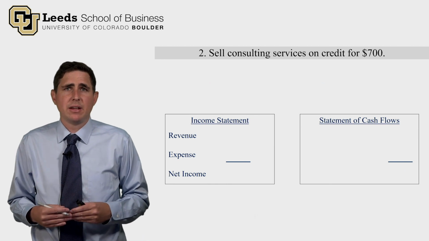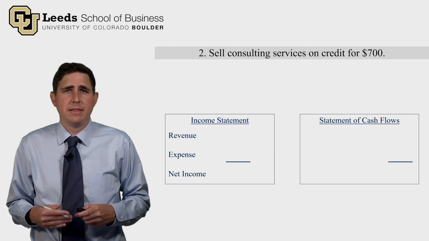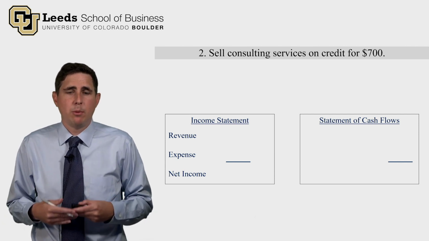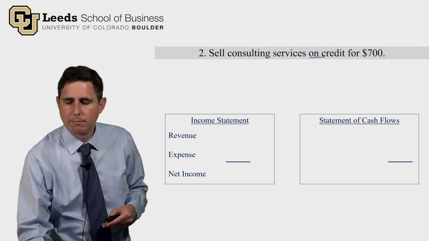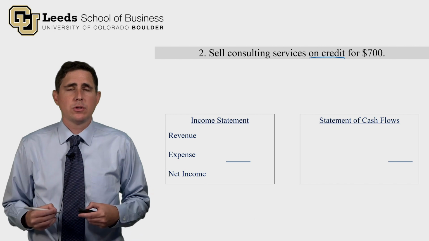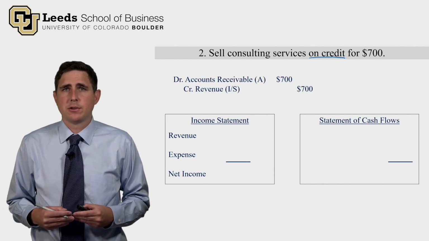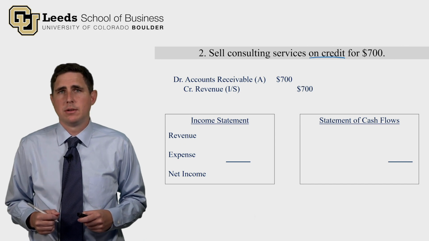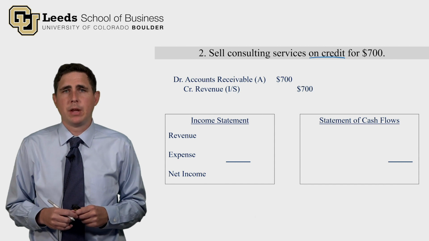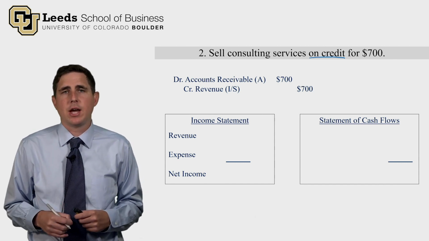Number 2 is selling consulting services on credit for $700. This is a revenue activity, so this is an operating activity, but we're selling it on credit. So we're not actually receiving cash yet. Let's first talk about the journal entry for this activity. It's a debit to accounts receivable of $700 and a credit to revenue on the income statement for $700. So we are recognizing this revenue even though we haven't yet received the cash.